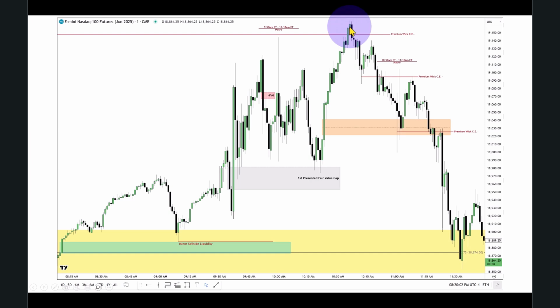the daily premium wick consequent encroachment, creates a drop into the macro, and then we have one more time a premium wick consequent encroachment. That's right here. You can see the body's respecting that. The wicks are allowed to do damage. As you can see, they did a lot of damage in here on a 5-minute chart.